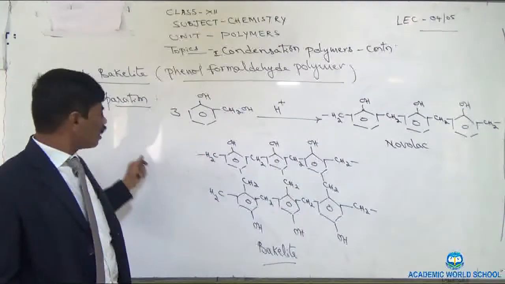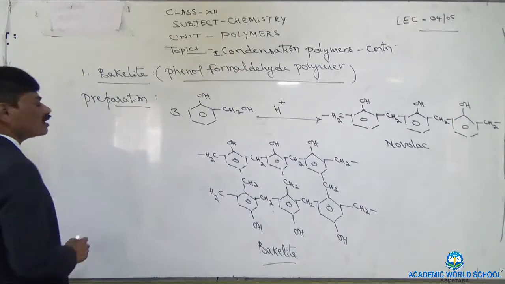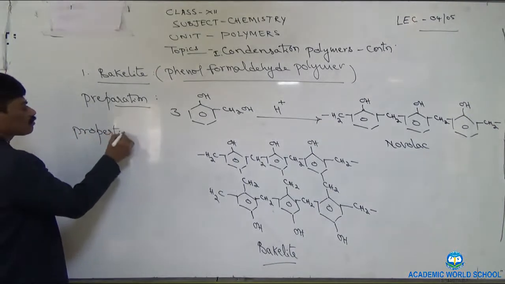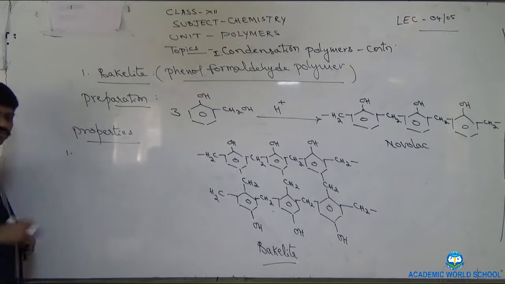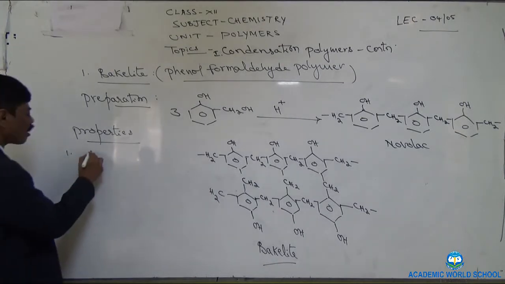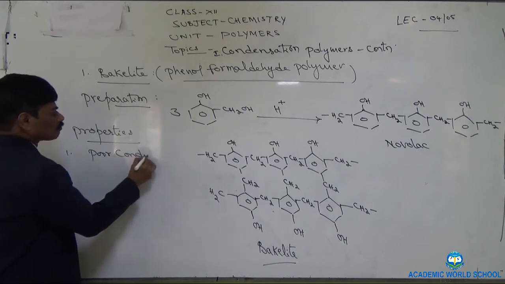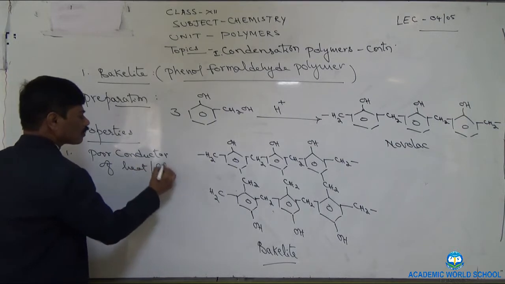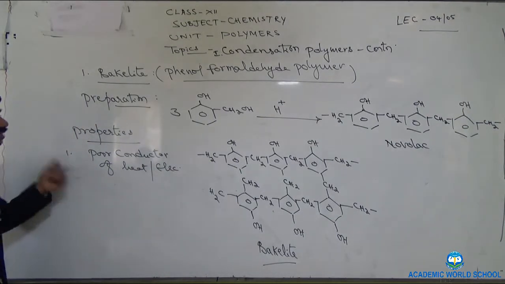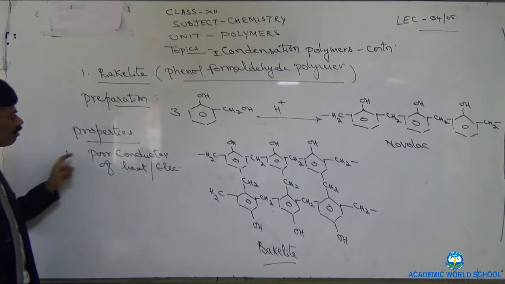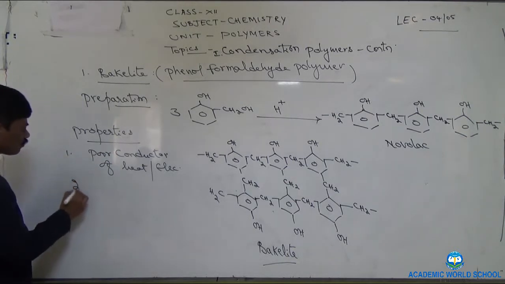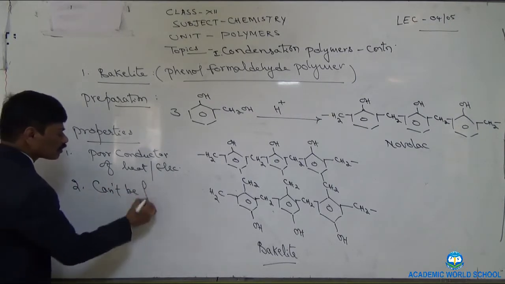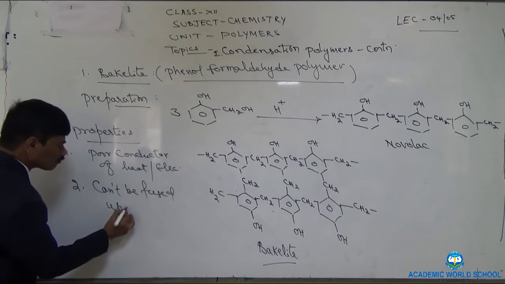Now, the second part of the chemistry of Bakelite. The first part is preparation. The second part is properties. What are the properties? Number 1. Bakelite is a poor conductor of heat and electricity. This is the first property. Right. The next property is it cannot be fused upon heating.